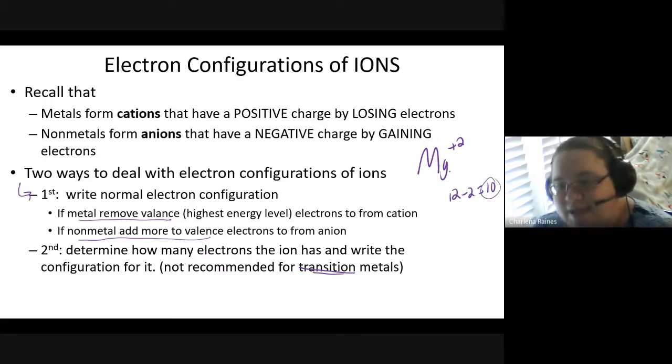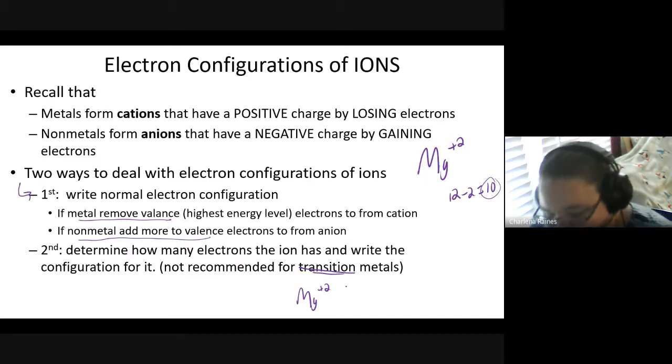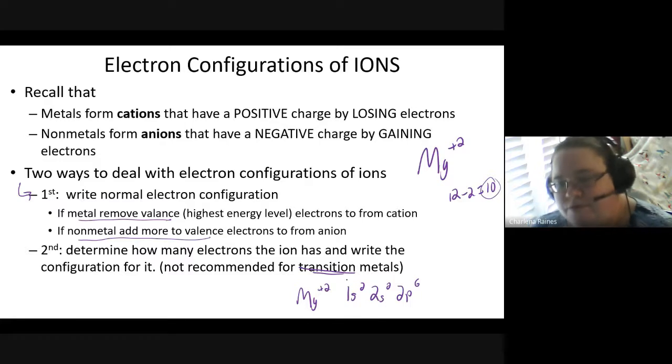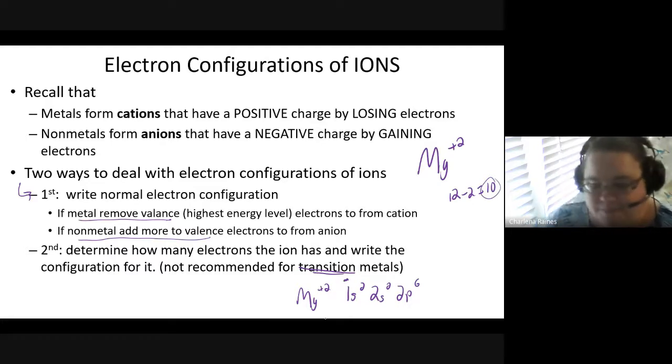So if I were to write the electron configuration for the magnesium ion, I would basically be writing the electron configuration for neon because they are the same. Magnesium is pretending to be neon. 1s2, 2s2, 2p6. So this would be my electron configuration for magnesium ion.